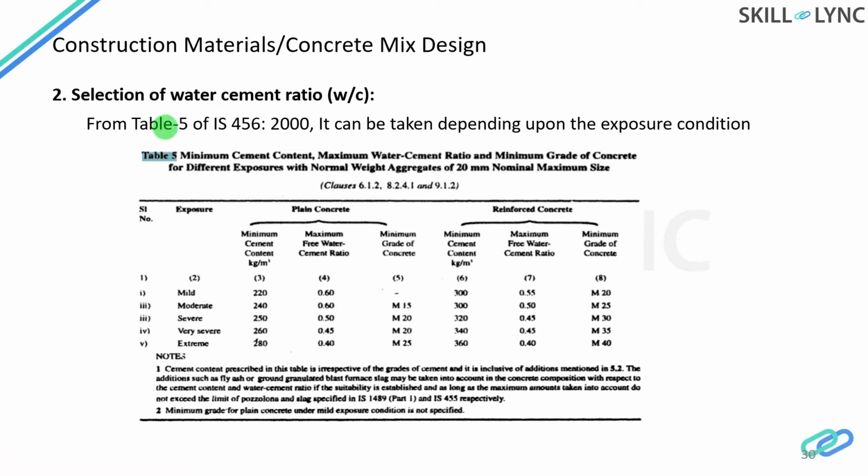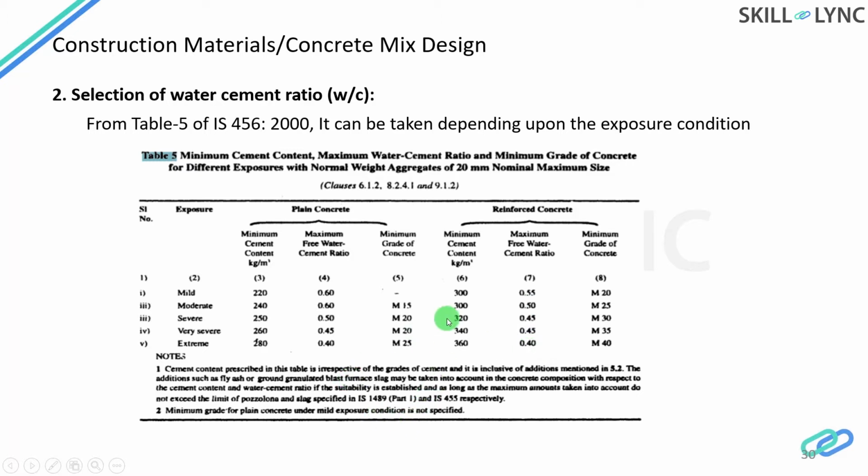If it is mild, and this one is for plain concrete and this table is for reinforced concrete. So if the exposure is mild, the minimum cement content will be 220 and the free water cement ratio is 0.6. If it is moderate, it is 240 and water cement ratio is 0.6. This table is for plain concrete and this is for reinforced concrete. If our condition is very severe, then the minimum cement content is 340, and if it is severe, it is 320. The water cement ratio for both the conditions is 0.45.